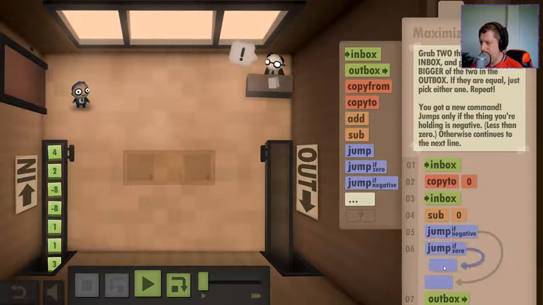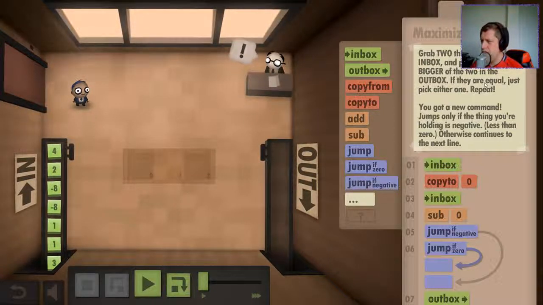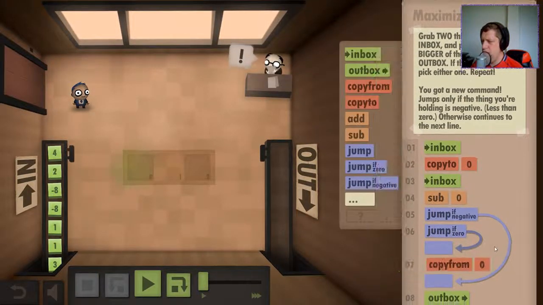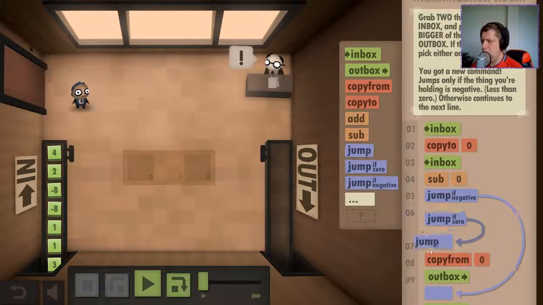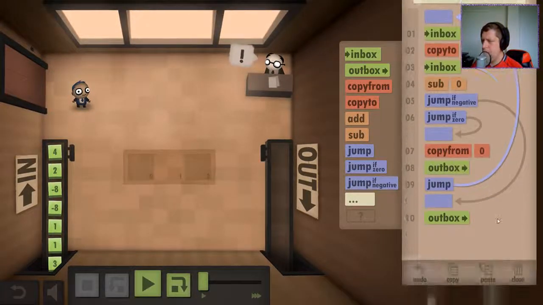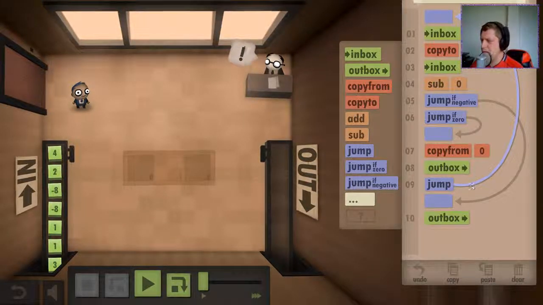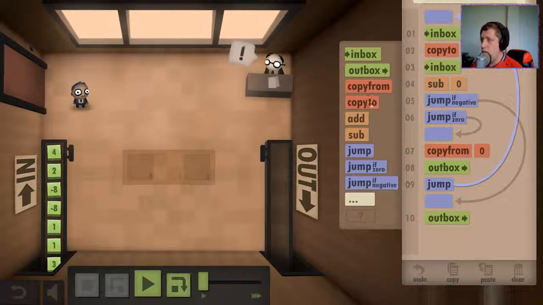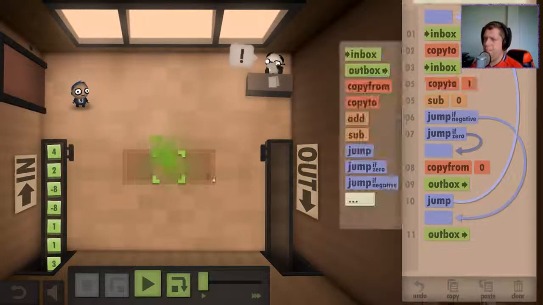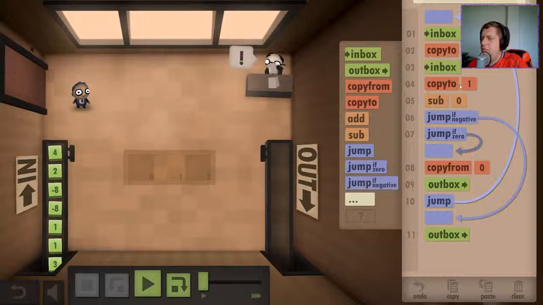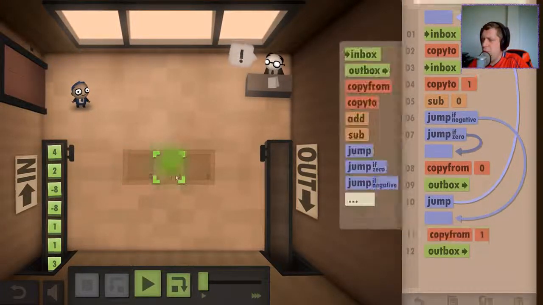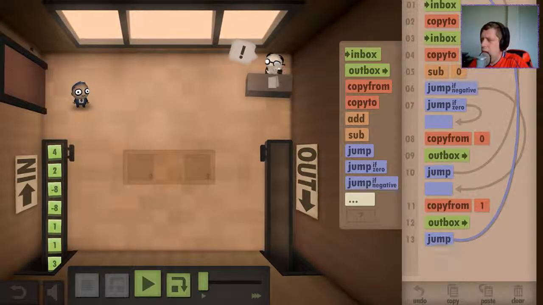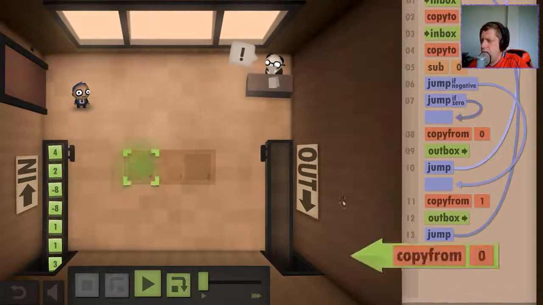If it's equal, what are we going to do? Just pick either one. So copy from zero, outbox, jump back to the beginning. So if it's negative, then the one that we've got in our hand, we're going to have to copy it though, aren't we? We're going to have to copy both of them to the floor. So if it's negative, then we're going to copy it from one, move it to the outbox. Else, if we get to here, we're going to want to copy from zero.